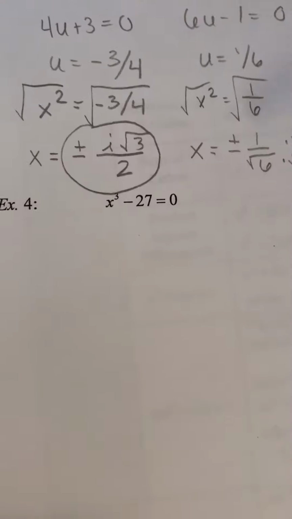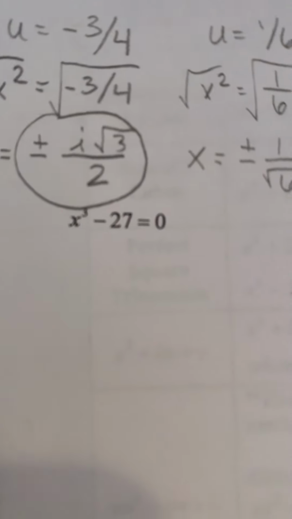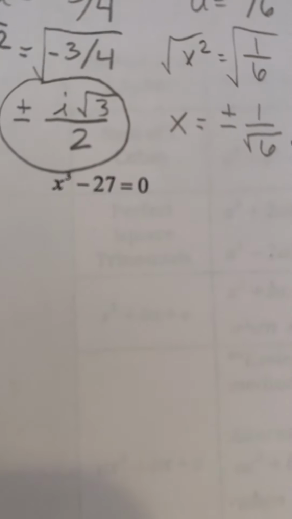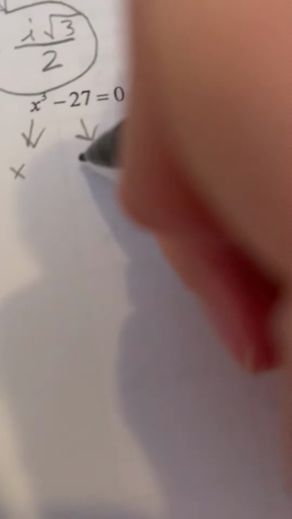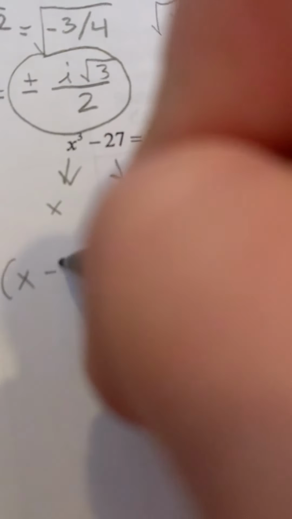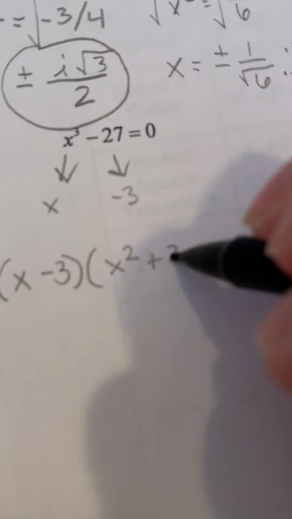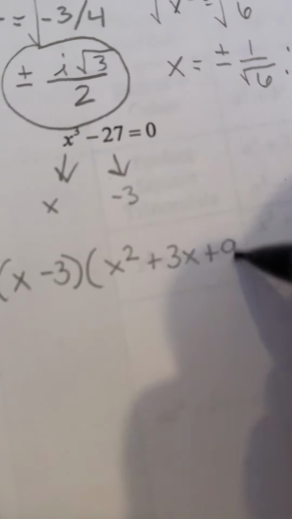Now on to example 3, and I will let you try this one, but I'll start it off for you. What I notice about this example is that it's a difference of 2 cubes. So if I recall our factoring of cubes, we take the cube root of x to the third, that's x. I take the cube root of negative 27, and that's negative 3. So our factorization is x minus 3 times x squared plus 3x plus 9.